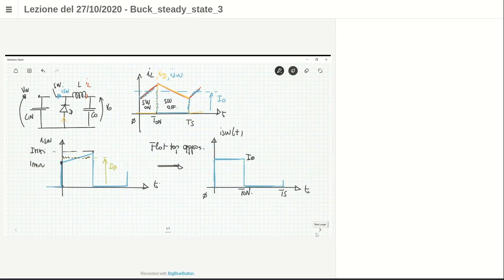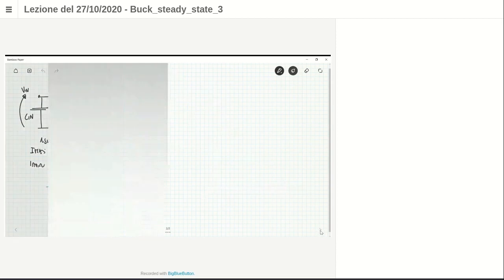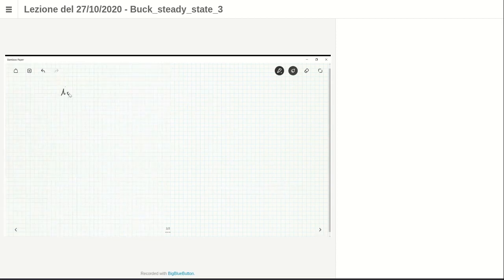So now from this current, I can evaluate the root mean square in a simplified way. In order to get the root mean square current of this rectangular wave, I have to square it. So let me evaluate the square of this current. This current is I naught square during T on, 0 for the remaining part of the period.